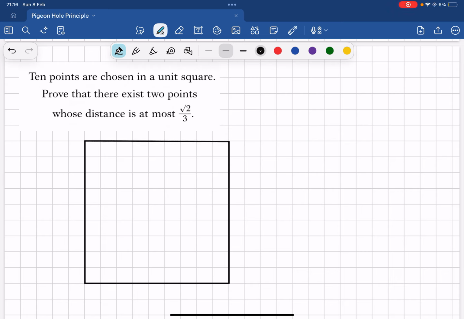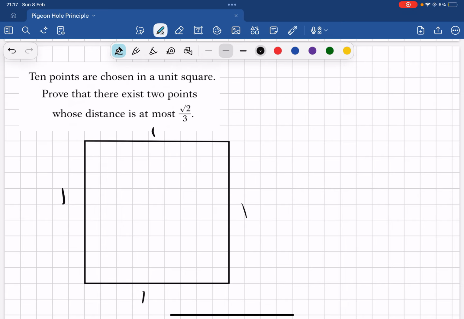10 points are chosen in a unit square. Prove that there exist 2 points whose distance is at most root 2 over 3. Now when dealing with squares, where does this root 2 come from? Let me just label the side lengths. Well, root 2 over 3. Root 2, where does that root 2 come from?